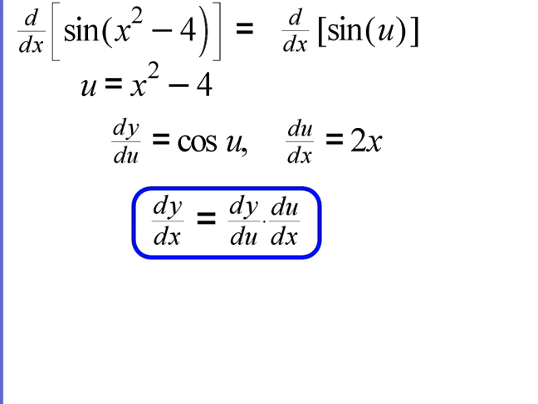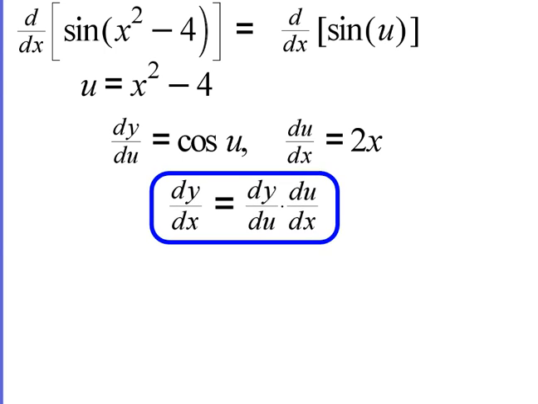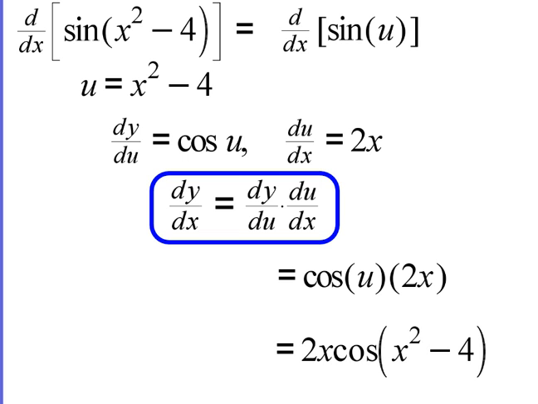So to find our dy dx, we simply use our chain rule of dy dx is equal to dy du times du dx. Well, we have dy du, we have du dx. We multiply those two together, so it's just cosine of u times 2x, but we don't want to leave u here. We want to substitute back in the x squared minus 4 into u's place, and we get our derivative of 2x times cosine of the quantity x squared minus 4.